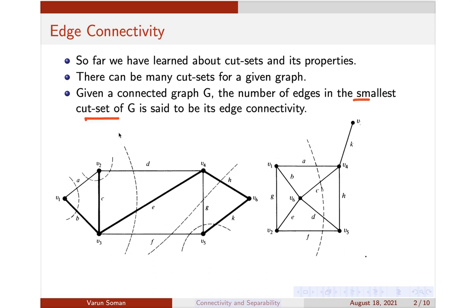So if you look into this graph, can you define the edge connectivity of this graph? What will be the edge connectivity? If I delete this edge and this edge, this forms a cut set. It has 3 elements. So this D, E and F will form a cut set. We can say that. So you have a cut set with 3 elements. So can I say that the edge connectivity of this graph is 3?